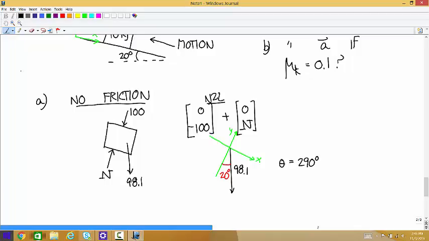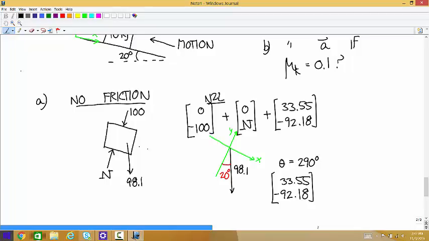And so that weight force is 33.55, negative 92.18. And all that is equal to the mass times the acceleration vector, a.